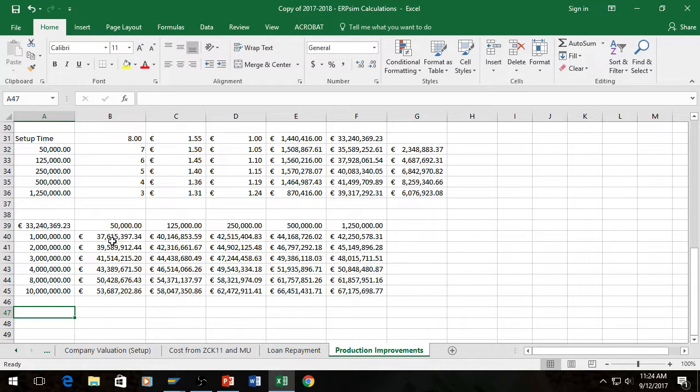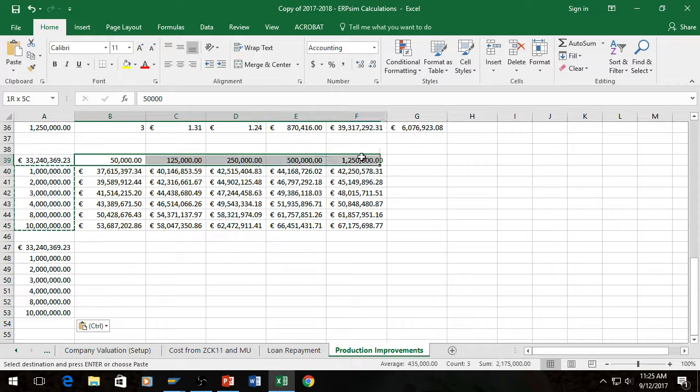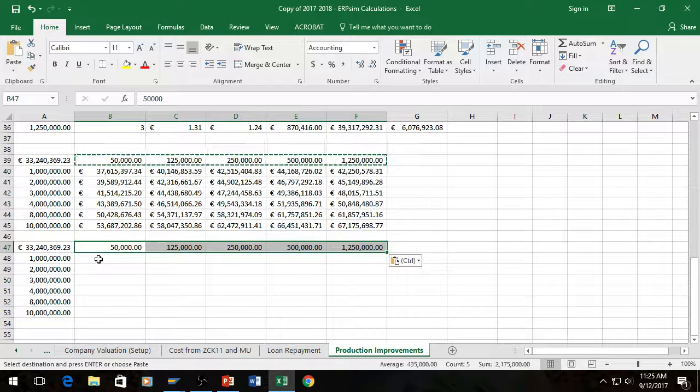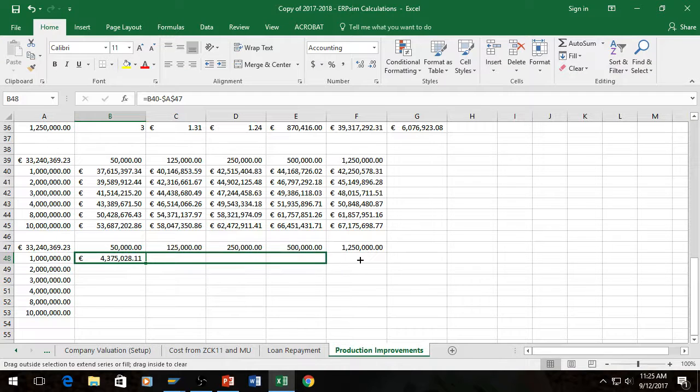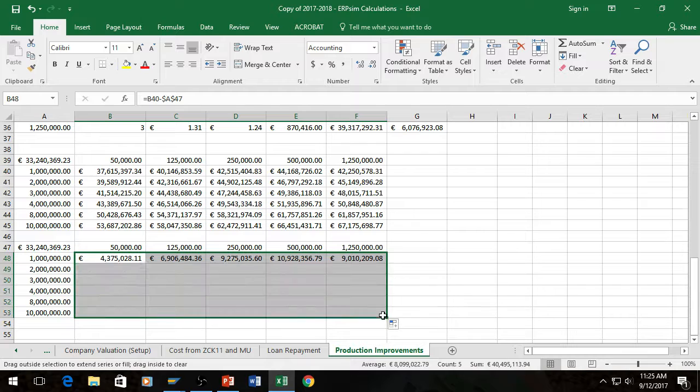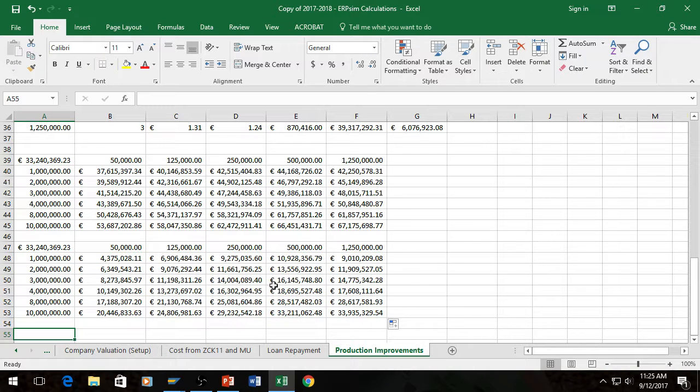You can see with this, looking at it this way, the more you invest in setup time, the more the net income. You know what? I'm going to do this so that you can actually see how much it's changing. Okay. So we'll take this minus that. Is that right? That's right. Okay. So this is the actual change as you're investing.